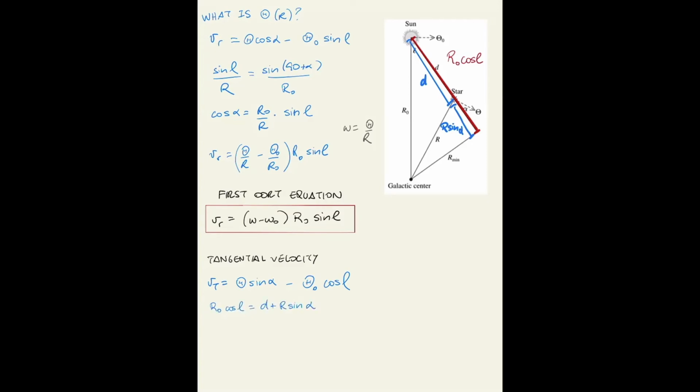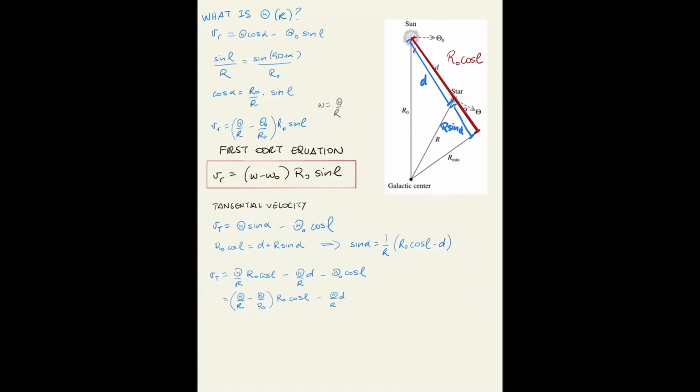Now, isolating alpha in this equation, we find sine alpha, and substituting that in the equation for the tangential velocity, we find this equation. Now let's group together the terms containing cosine of L, and finally substitute this by omega, the omega r's. What you have with that is Oort's second equation.